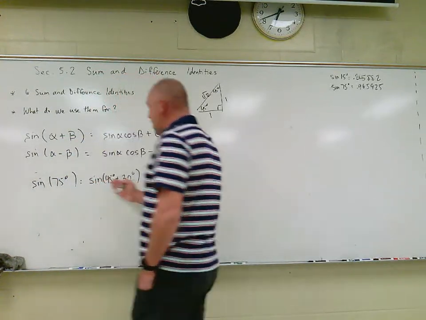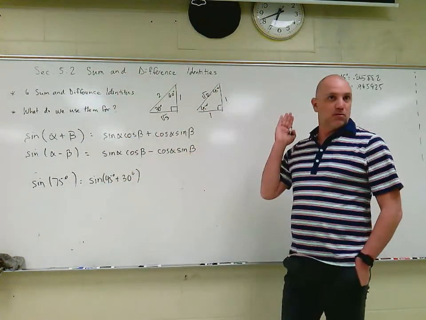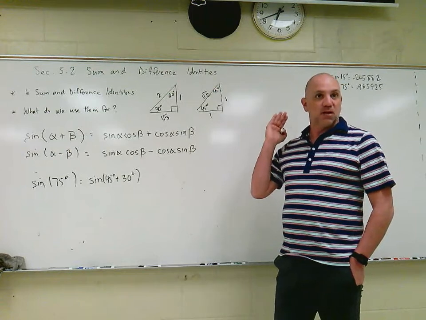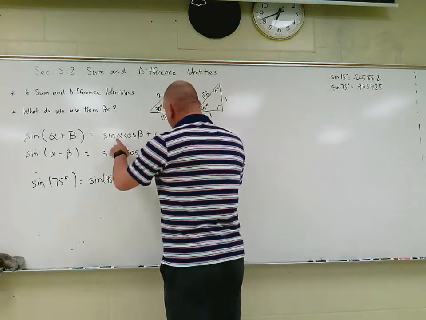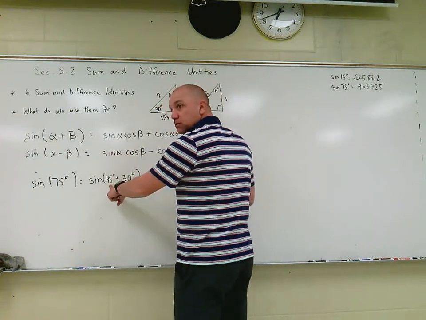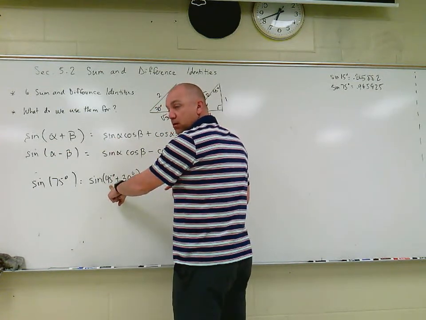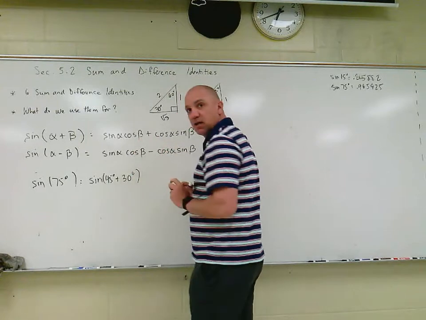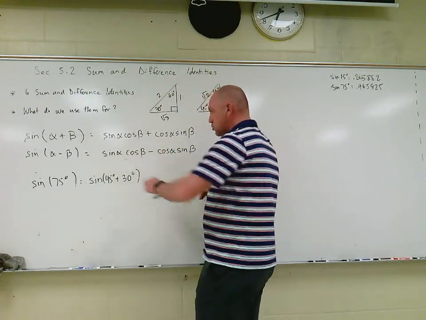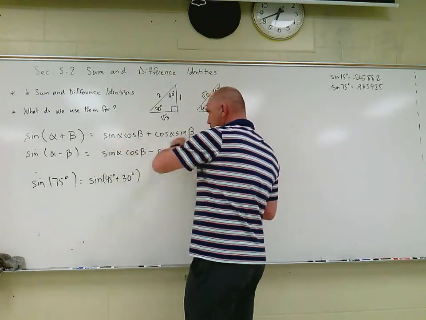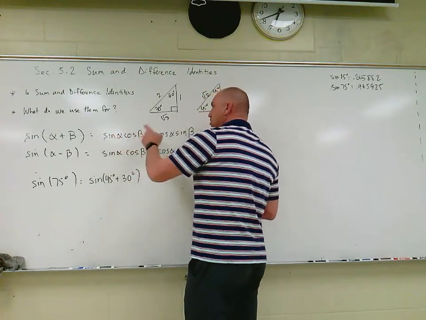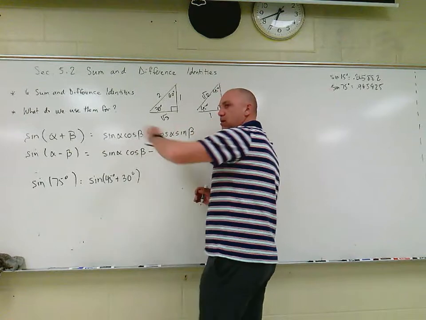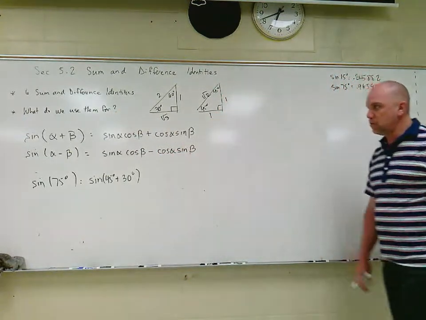So once I do that, now it becomes a plug and crank into the first line, the first identity there. All you do is, in place of alpha, you put your first angle. In place of beta, you put your second angle, okay? So shove that in real quick into this formula and just write this out. You should have sine of what, cosine of what, plus cosine of what, sine of what. Write them all out and then we'll go from there.